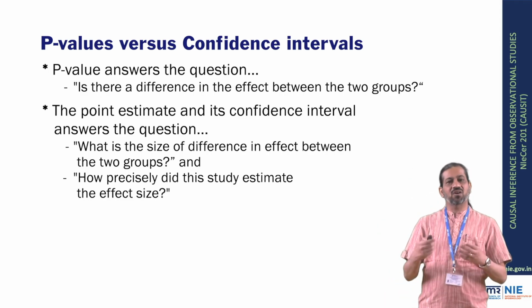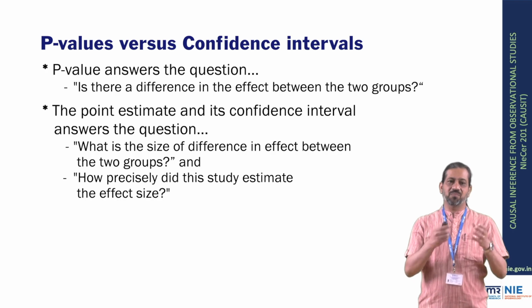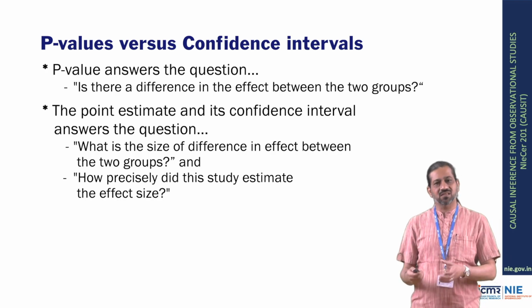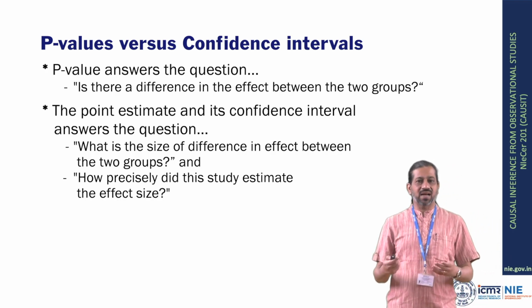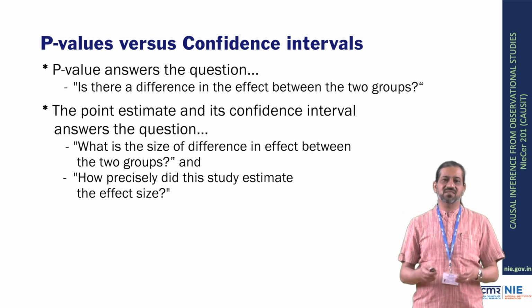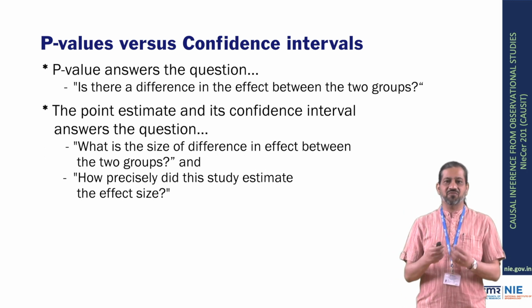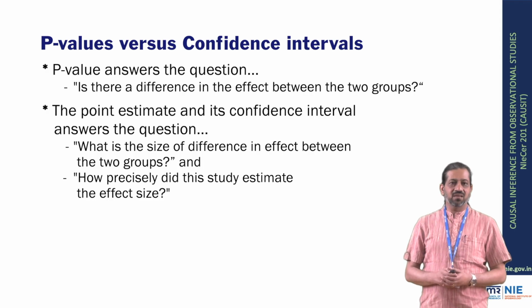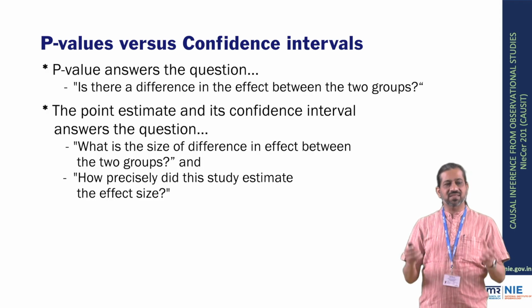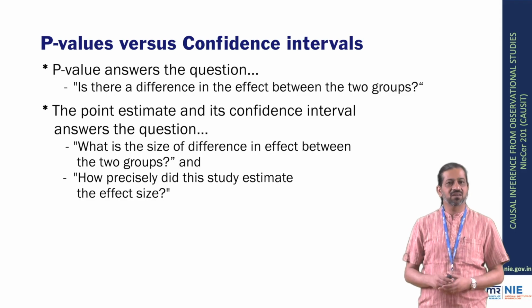Whereas if you have confidence intervals and you use the point estimate as well as the confidence interval, you can answer the question, what is the size of difference in effect? So what is the effect size for this study? And secondly, how precisely did we estimate this effect size from this particular study?